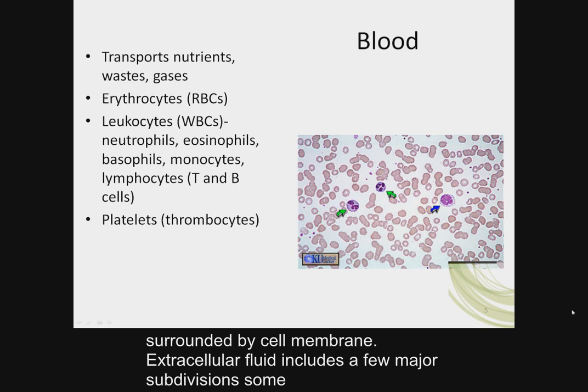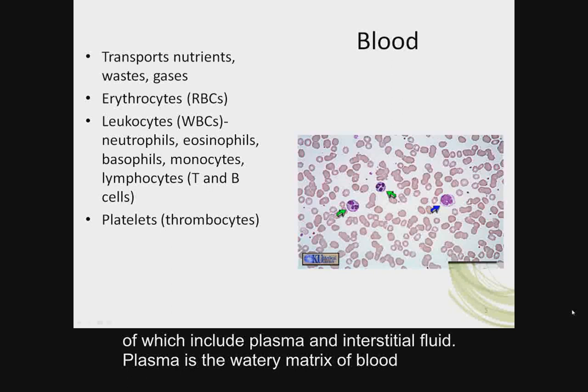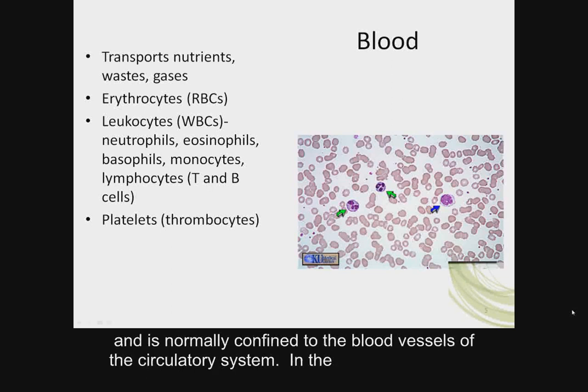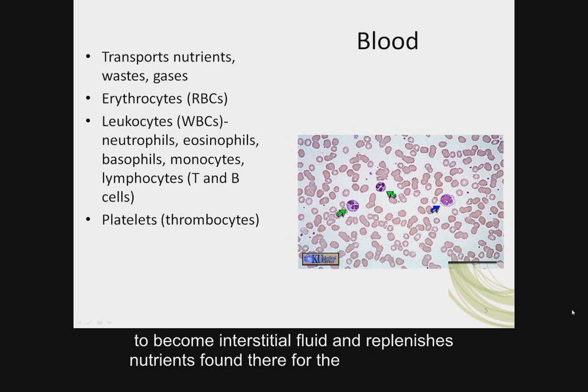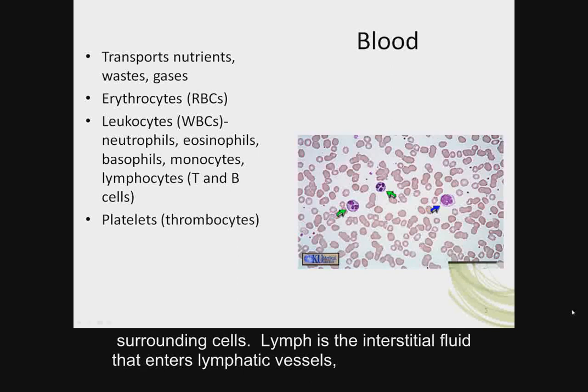Extracellular fluid includes a few major subdivisions, some of which include plasma and interstitial fluid. Plasma is the watery matrix of blood and is normally confined to the blood vessels of the circulatory system. In the capillaries, some of this plasma leaves the vessels and enters the interstitial space to become interstitial fluid and replenishes the nutrients found there for the surrounding cells.